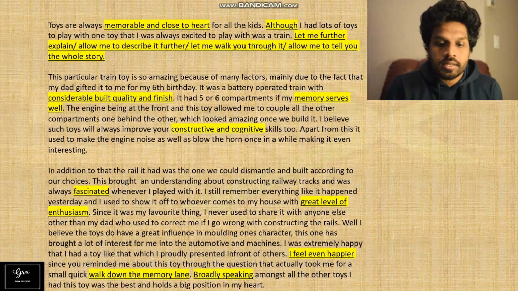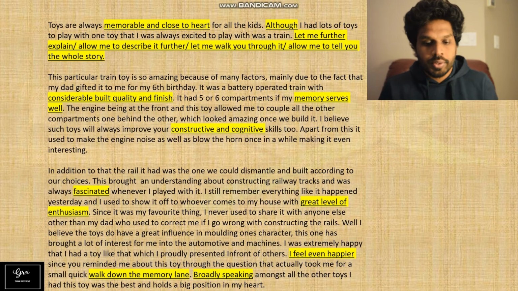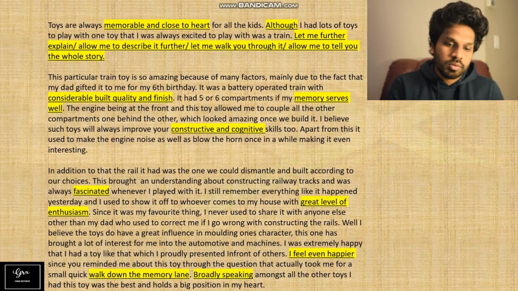And last but not the least, broadly speaking, amongst all the other toys I had, this toy was the best and holds a big position in my heart. So with that, I'm concluding the whole speech.